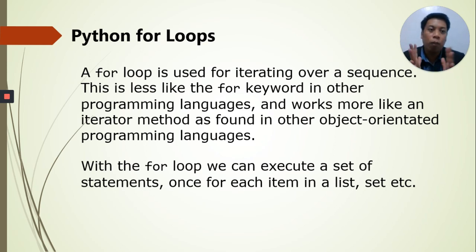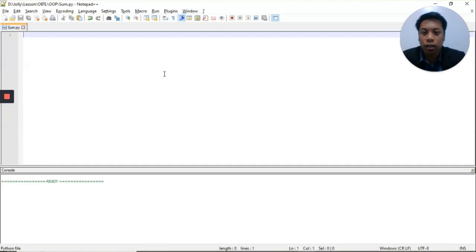Now let's go to the for loop. Okay, this is what we were talking about a while ago. The for loop is used for iterating over a sequence. This is less like the for keyword in other programming languages and works more like an iterator method as found in other object-oriented programming languages. With the for loop, this is the difference: we can execute a set of statements once for each item in a list or a set, etc.